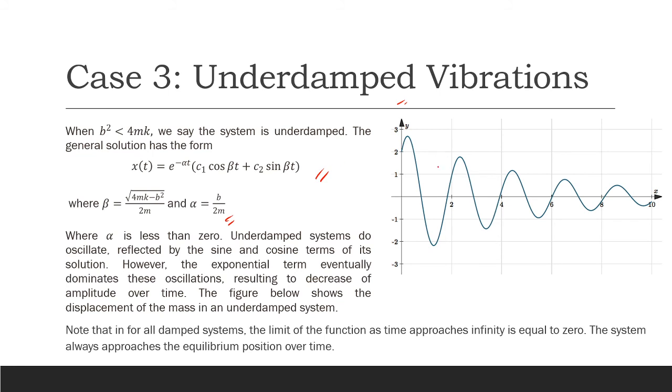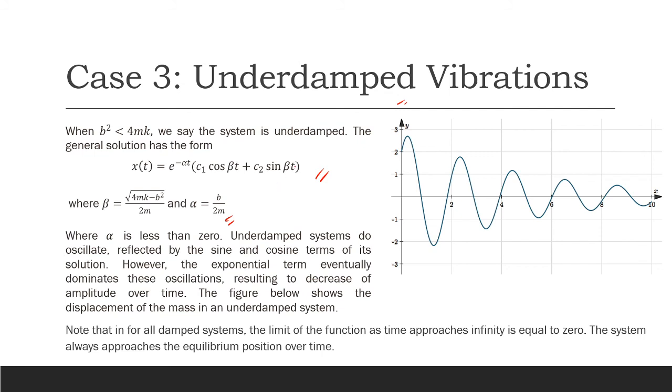So kapag ang pinag-usapan natin ay underdamped vibrations, ganito yung itsura niya. So if this is your mass, mag-oscillate siya. But the oscillation will eventually die down hanggang ma-reach na natin yung equilibrium point natin. Now, in underdamped systems, they do oscillate, reflected by the sine and cosine terms of its solution. So ito medyo obvious na may oscillation tayo, kasi di ba we have sine and cosine terms.